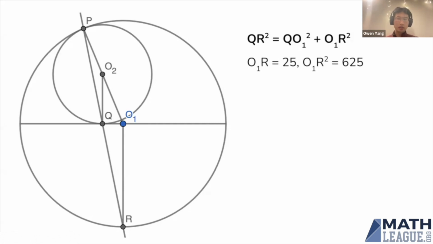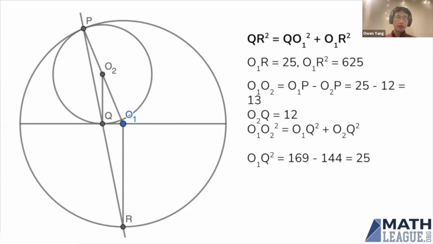And then to find O1Q, we're going to have to do a little bit of length chasing. If we look here at this other right triangle, O1QO2, we can also use the Pythagorean theorem on that triangle. So we have to find the other side lengths. The harder one is O1O2. To find that, we're going to have to subtract the radii. So O1O2 is equal to O1P minus O2P, and that's equal to 13. And O2Q is just the radius of the small circle, so that's just 12. Now using the Pythagorean theorem, this is a 5, 12, 13 right triangle. So O1Q squared is equal to 25.